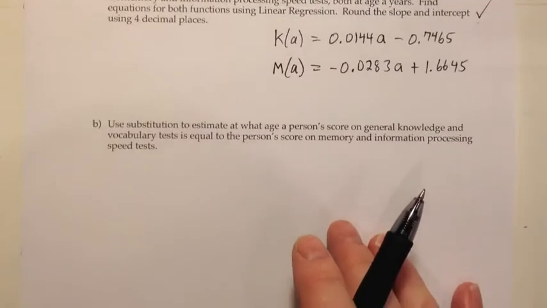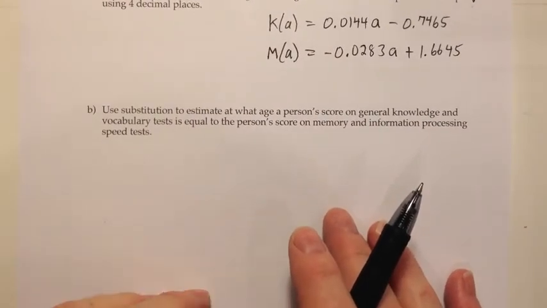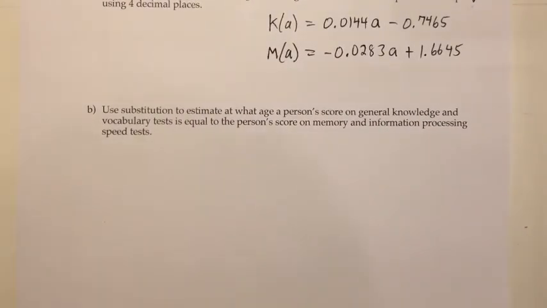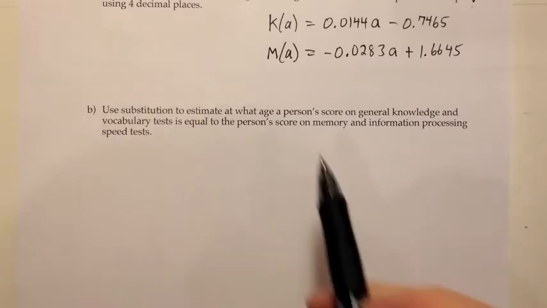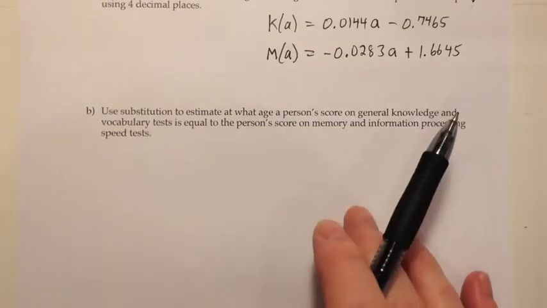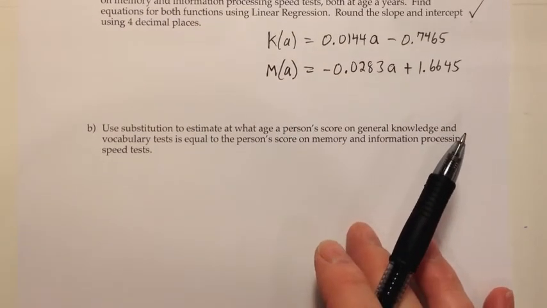Alright, so now what do they want us to do with those equations? Use substitution to estimate at what age a person's score on general knowledge and vocabulary tests is equal to the person's score on memory and information processing tests. So where do you have the same kind of amount of knowledge and memory? Where do they kind of collide, if you will?